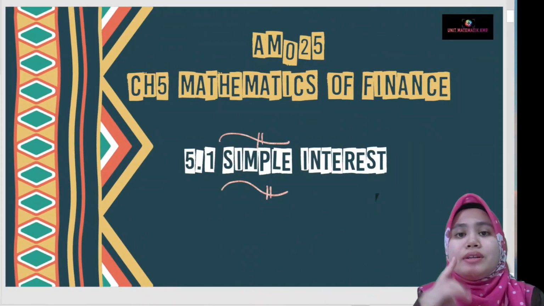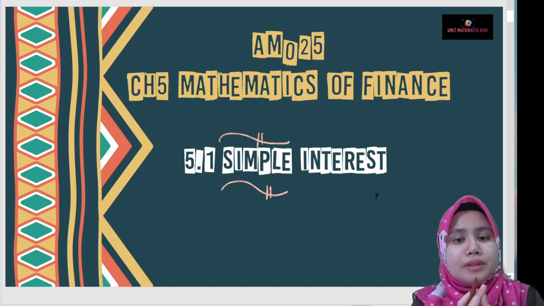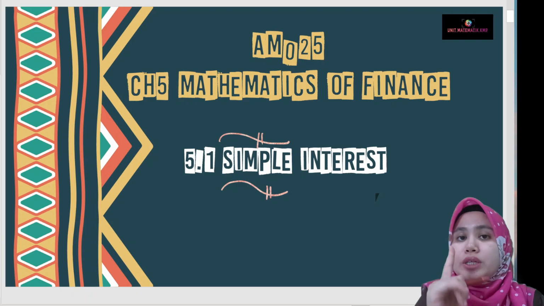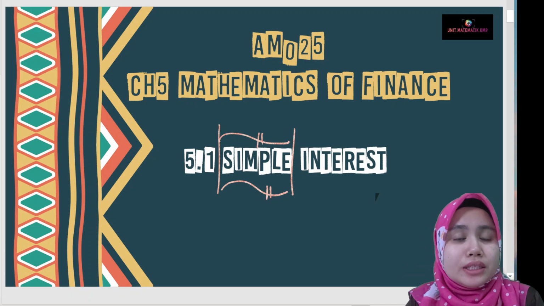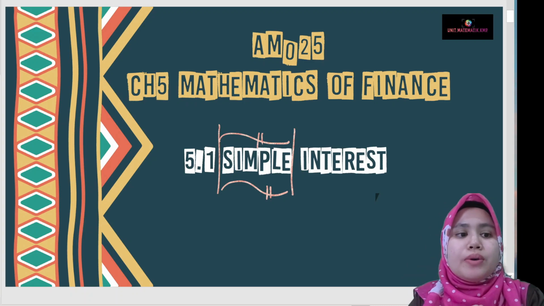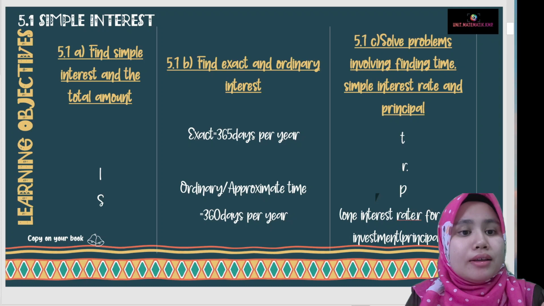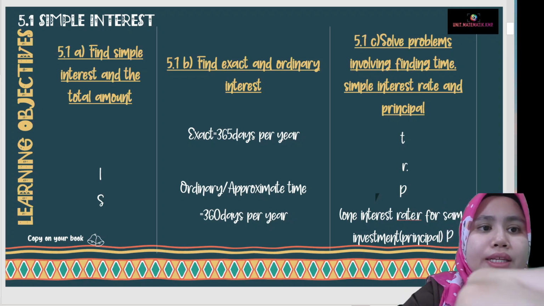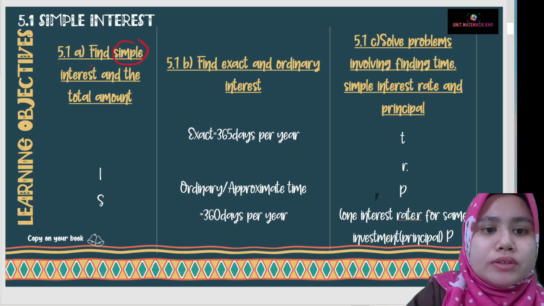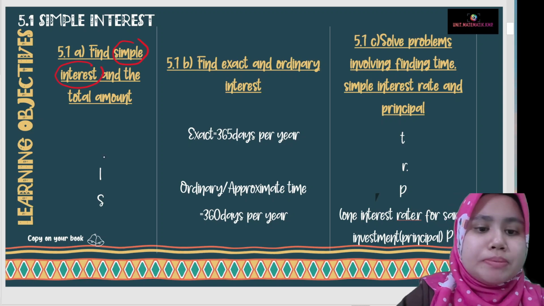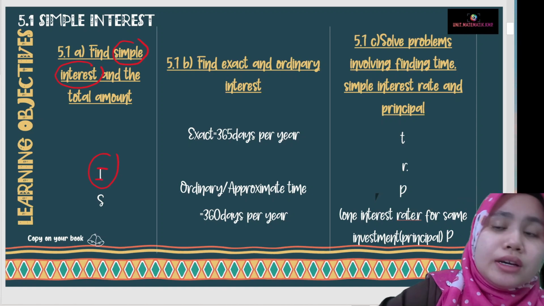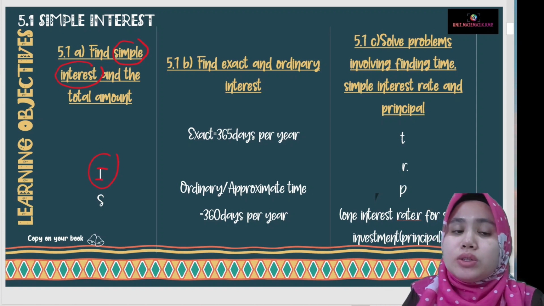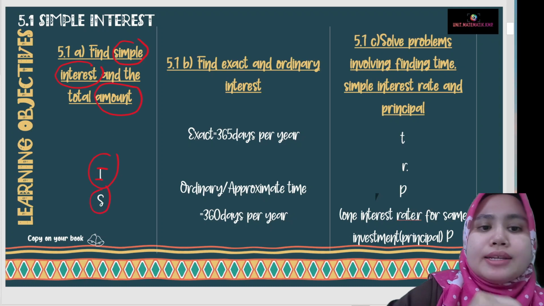Let's start with our first subtopic for this chapter, 5.1 Simple Interest. You need to pay full attention to the word simple in the question. Let's move to our learning objective for this chapter. At the end, you should be able to find simple interest. Simple interest is capital I, or I put it here, I or BI, and the total amount. Total amount is our S.